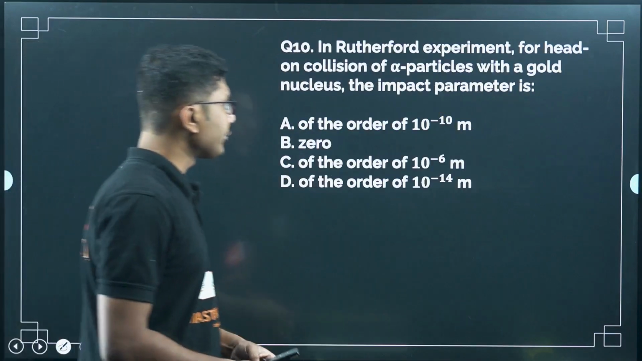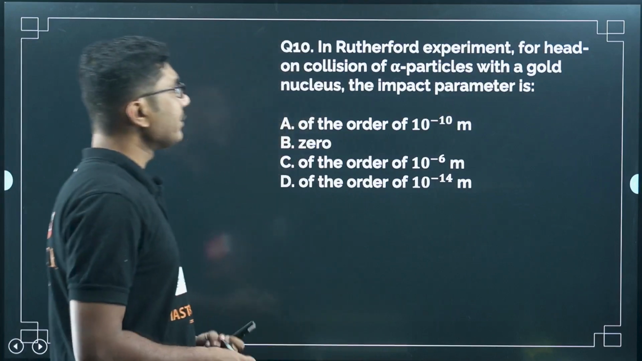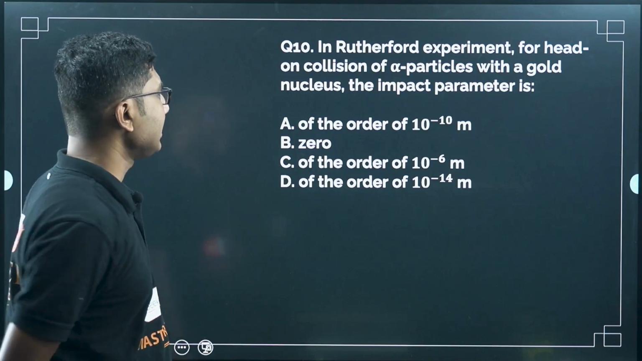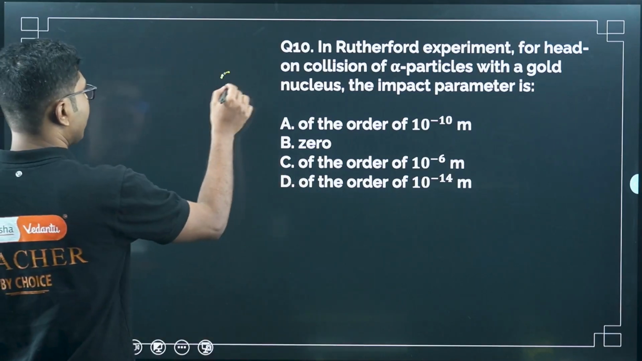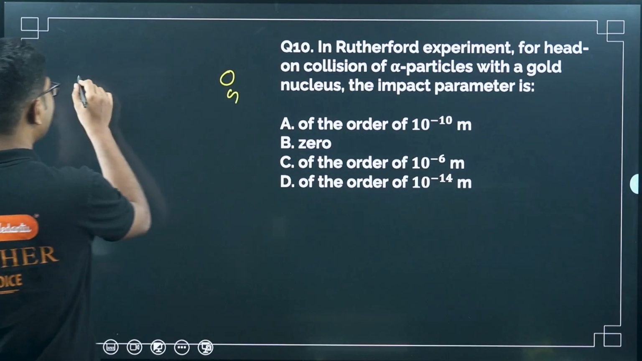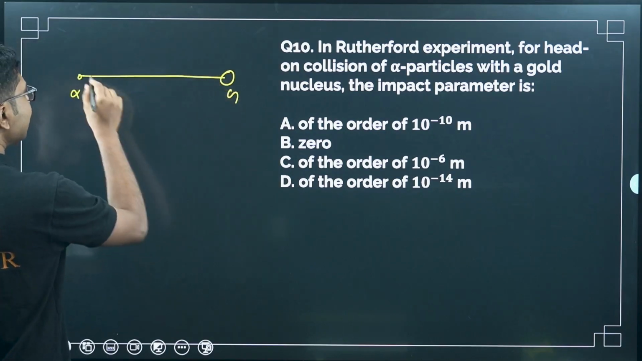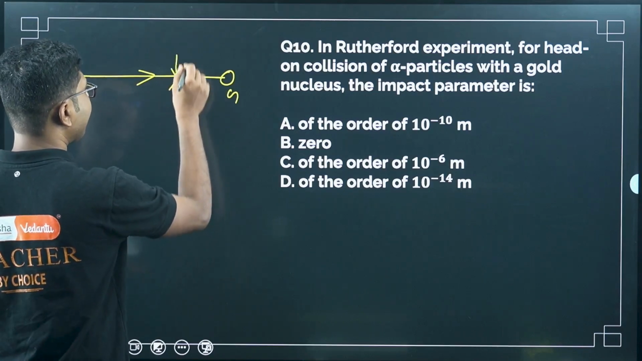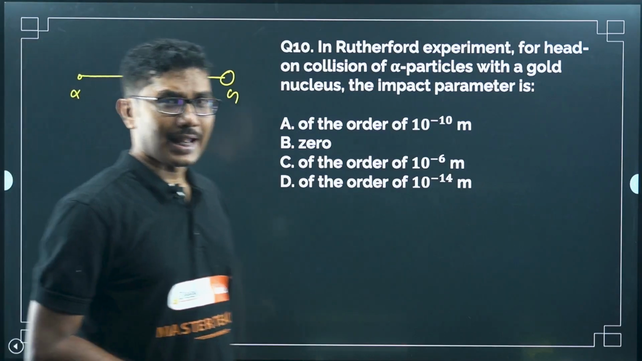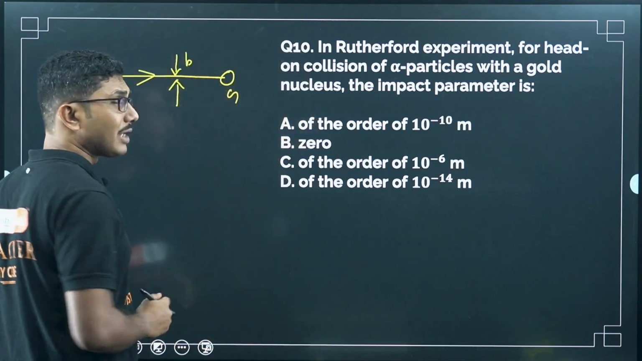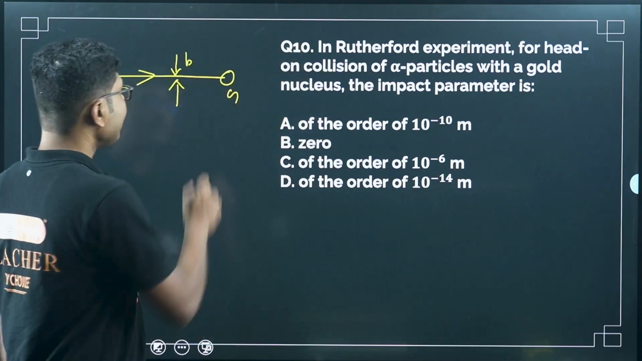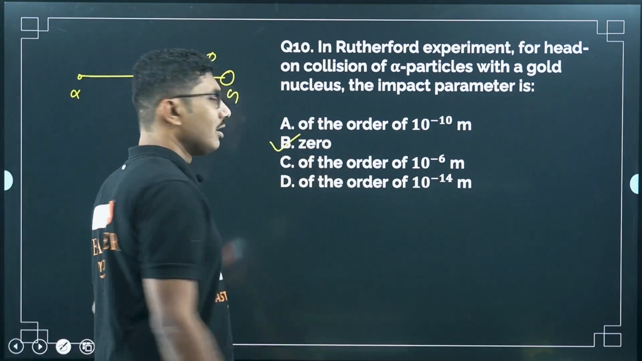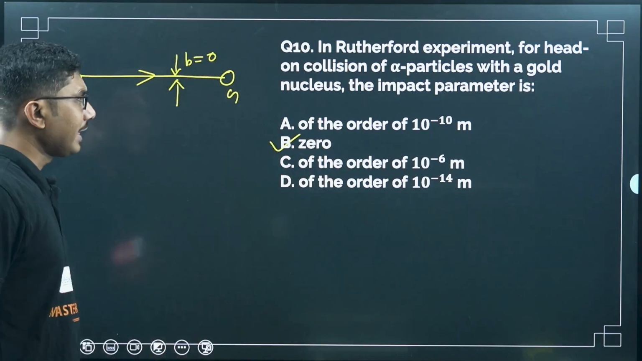Now let's move on to question number 10. In the Rutherford experiment for head-on collision of an alpha particle with a gold nucleus, the impact parameter. Head-on collision means what? This is the gold atom, this is the alpha particle, and head-on collision means they are colliding directly. Now what do you think is the impact parameter? Impact parameter is the distance between the center and the path trajectory of the alpha particle. Obviously head-on collision means b should be 0, right? So impact parameter should be 0.